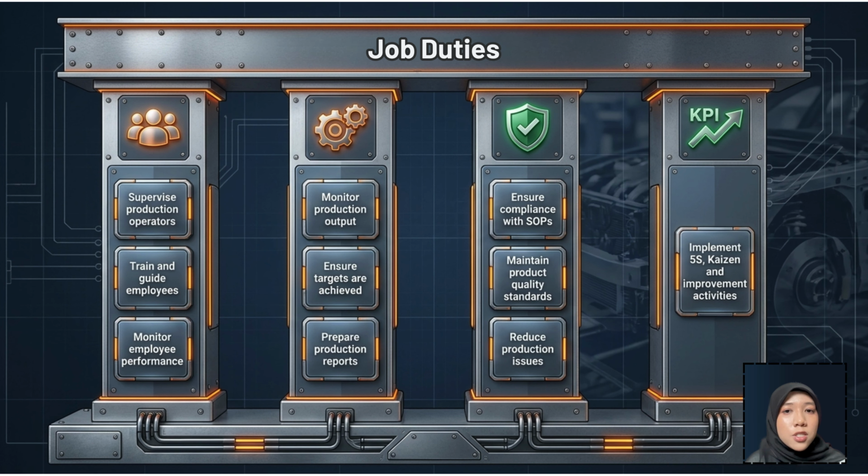Lastly, the production supervisor is also responsible for continuous improvement activities, such as identifying production problems, participating in problem-solving activities, reducing waste, improving production, and supporting lean manufacturing practices.